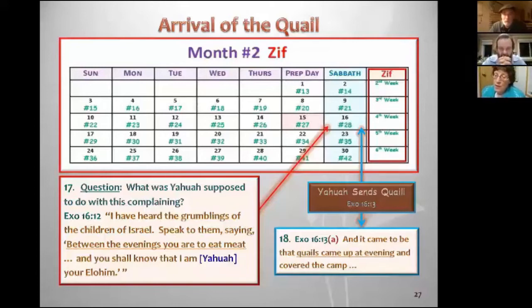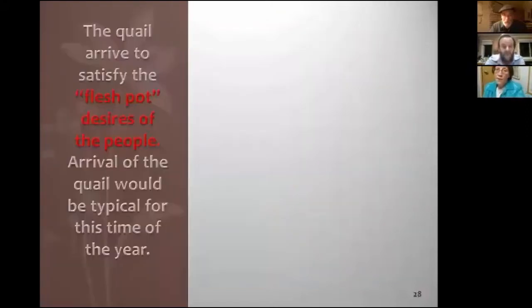So in Exodus 16, the first part of the verse, this is what it says. We didn't do all the verses, but we are still on Sabbath, the 16th of the second month. That's where we are. And it came to be that the quails came up at evening and they covered the camp. We're still on the light season of the Sabbath, the weekly Sabbath day. So the quail arrive to satisfy the flesh pot desires of the people. Arrival of the quail would be typical for this time of the year.